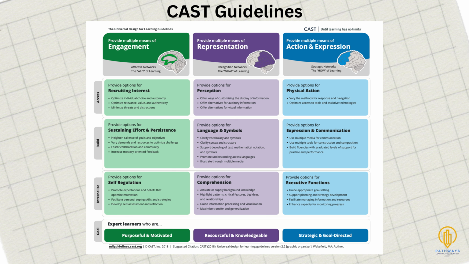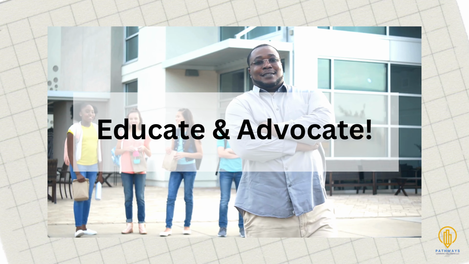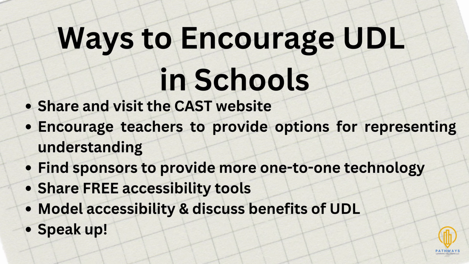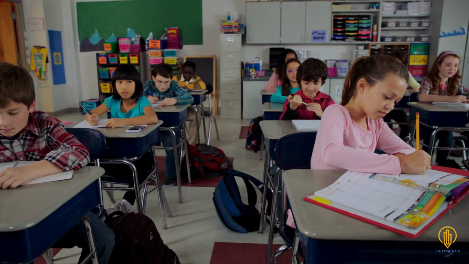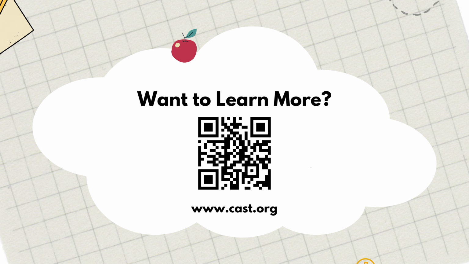Now that you have learned about the 3 guidelines for UDL, let's discuss ways you can advocate for universal design in your school. You can share and visit the CAST website, encourage teachers to provide options for representing understanding, find sponsors to provide more one-to-one technology for students, share free accessibility tools, model accessibility and discuss how being intentional about helping the few can actually benefit the whole, and most importantly, speak up. Find ways to make the school and the learning experience more accessible for all students. They deserve it.